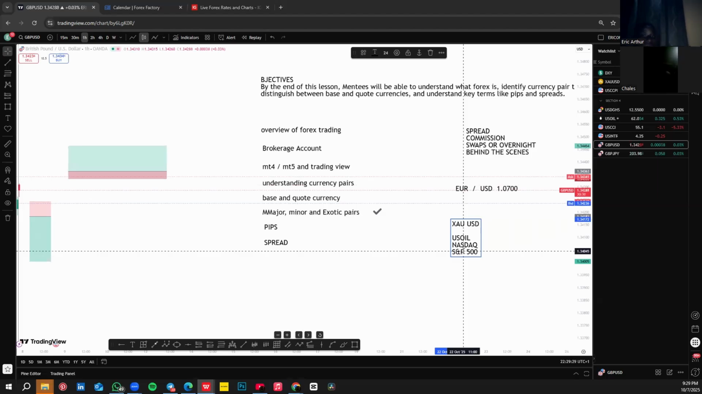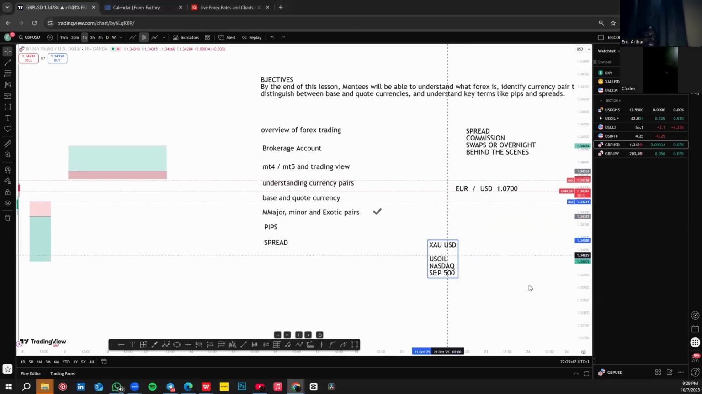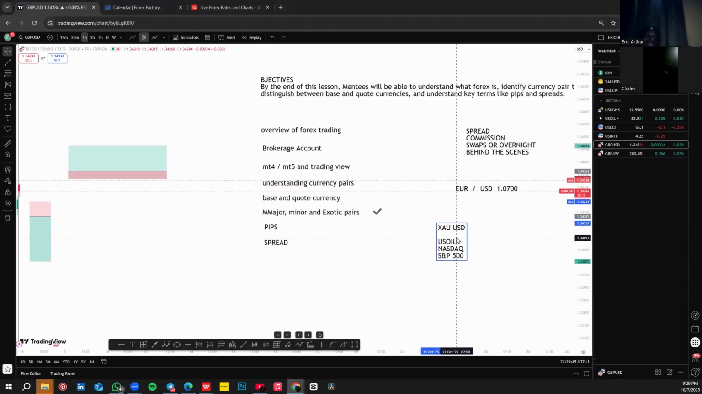This one is tracking 500 companies in the United States, and the other one is 100. The Nasdaq is 100. So that's the difference. Now you know this, so you can decide to trade these ones. And for me, at the end, I started with currencies and everything, but now I trade gold and oil.